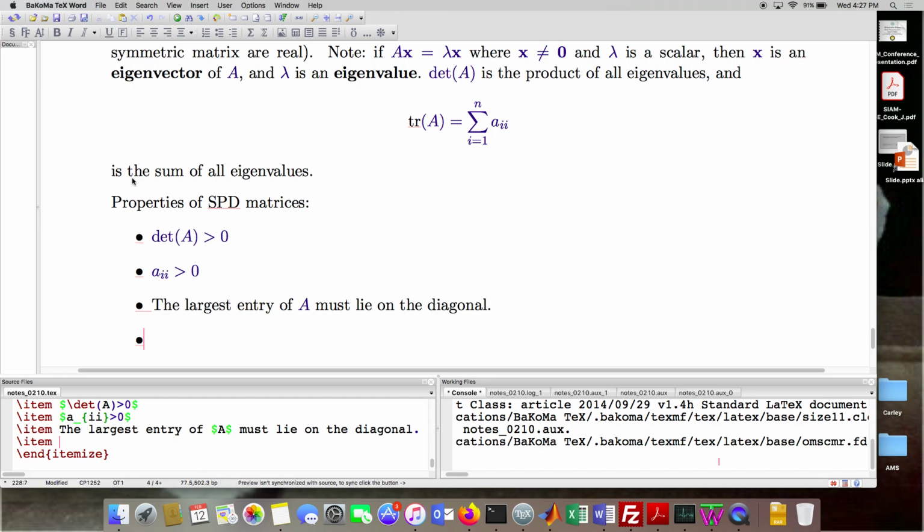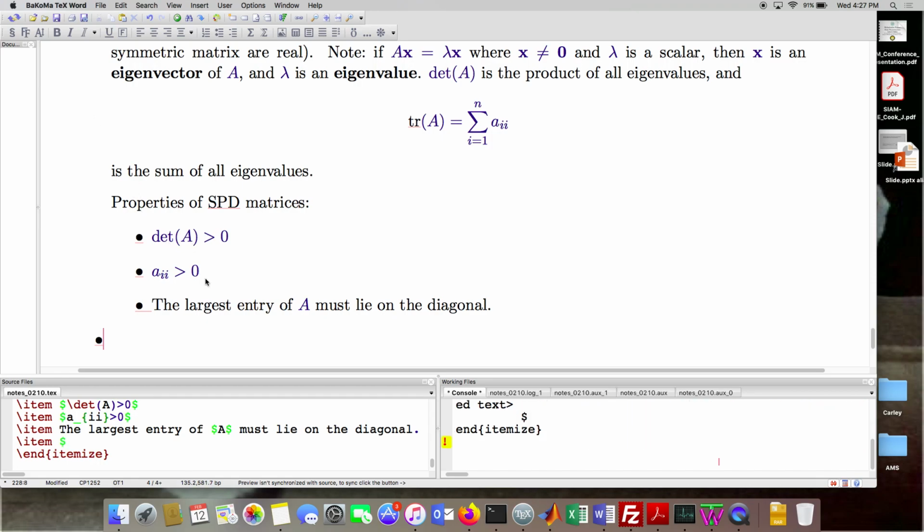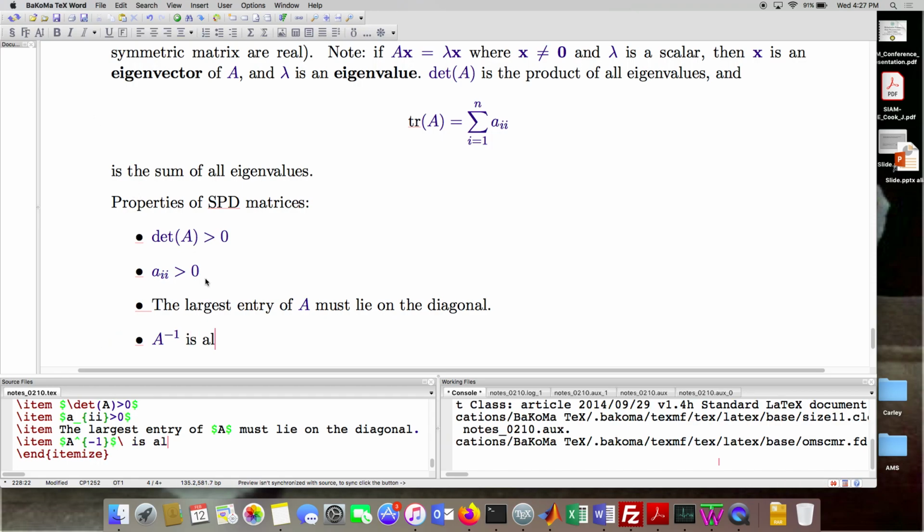Also, because the determinant is positive, A is invertible. A inverse is also symmetric positive definite, and in fact, that's one of the homework problems for homework 3, to prove that A inverse is SPD.